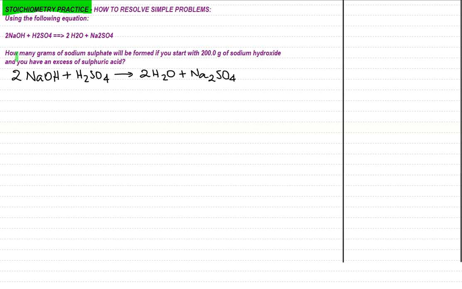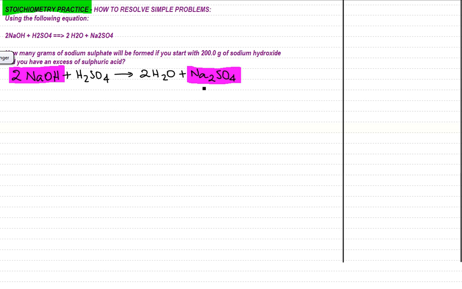In this case, the problem is asking us how many grams of sodium sulfate will be formed if we start with 200 grams of sodium hydroxide. And it says that we have an excess of sulfuric acid, which means that the one that is going to run out first is the sodium hydroxide, so we don't even have to take care of the sulfuric acid. When it says in excess, we make all the calculations based on the other one, in this case the sodium hydroxide.